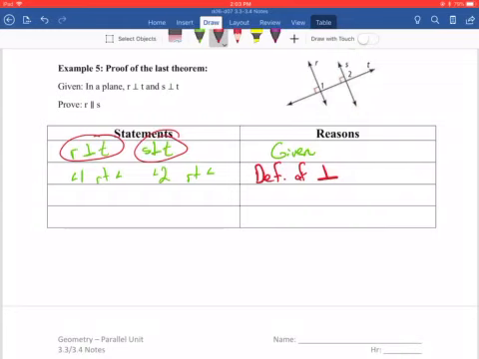Somebody in another hour said, no, we define a right angle. No, what does it mean if I define what a right angle is? It means 90. Okay? So now, think about that right there.